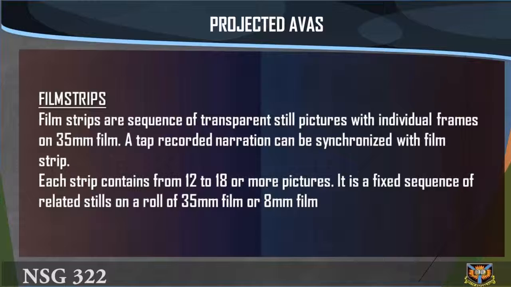Film strips. Film strips are a sequence of transparent still pictures with individual frames on 35mm film. A tape-recorded narration can be synchronized with the film strip. Each strip contains from 12 to 18 or more pictures. It is a fixed sequence of related stills on a row of 35mm film or 80mm film.